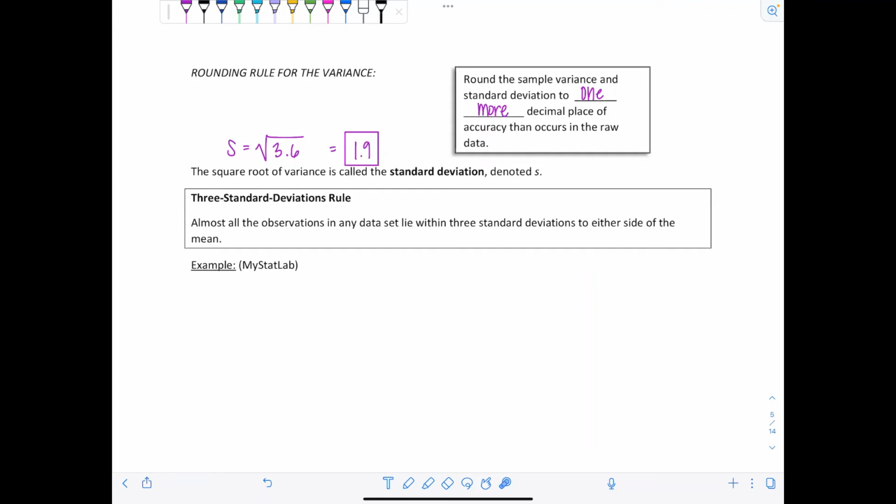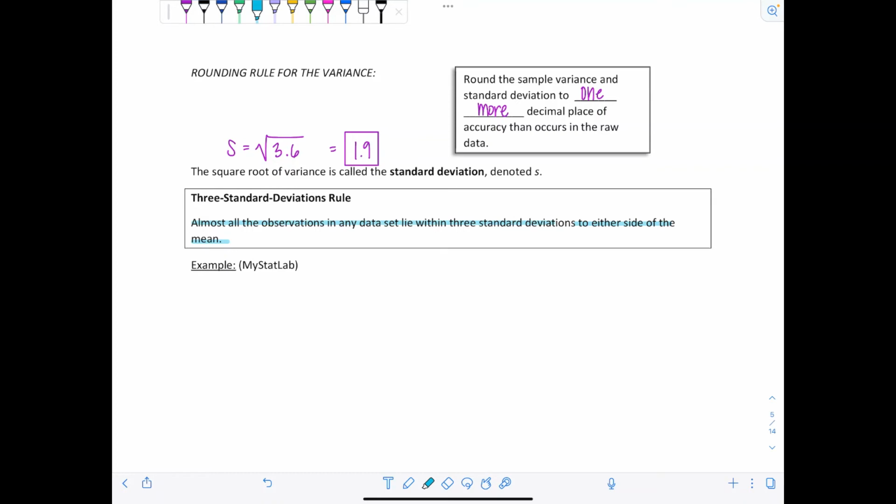And another rule to keep in mind is that almost all observations in any data set lie within 3 standard deviations to either side of the mean. So once you find your mean and your standard deviation, if you add the standard deviation 3 times to the mean and subtract it 3 times from the mean, almost all of your data set is going to be within that range. So now I'm going to show you an example with StatCrunch, how we're going to find the standard deviation and all that good stuff. Don't do it by hand. I mean, unless you're really inclined to, but there really is no point.